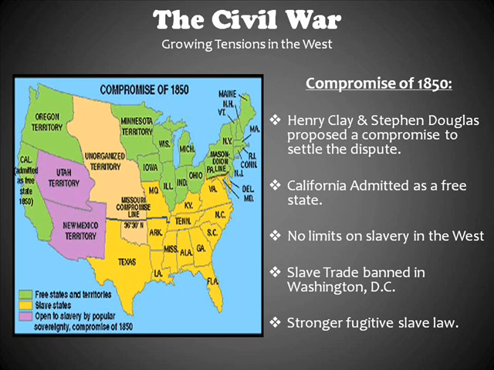So, in the Compromise of 1850, Stephen Douglas helps out Henry Clay getting the compromise passed. California was admitted as a free state. There was no limits on slavery in the West. The slave trade was banned in Washington, D.C., could not happen anymore. Buying and selling of slaves is outlawed. And there is now a stronger fugitive slave law known as the Fugitive Slave Act. People have to help catch runaway slaves and return them to their owners. Again, another small fix to a really big problem.